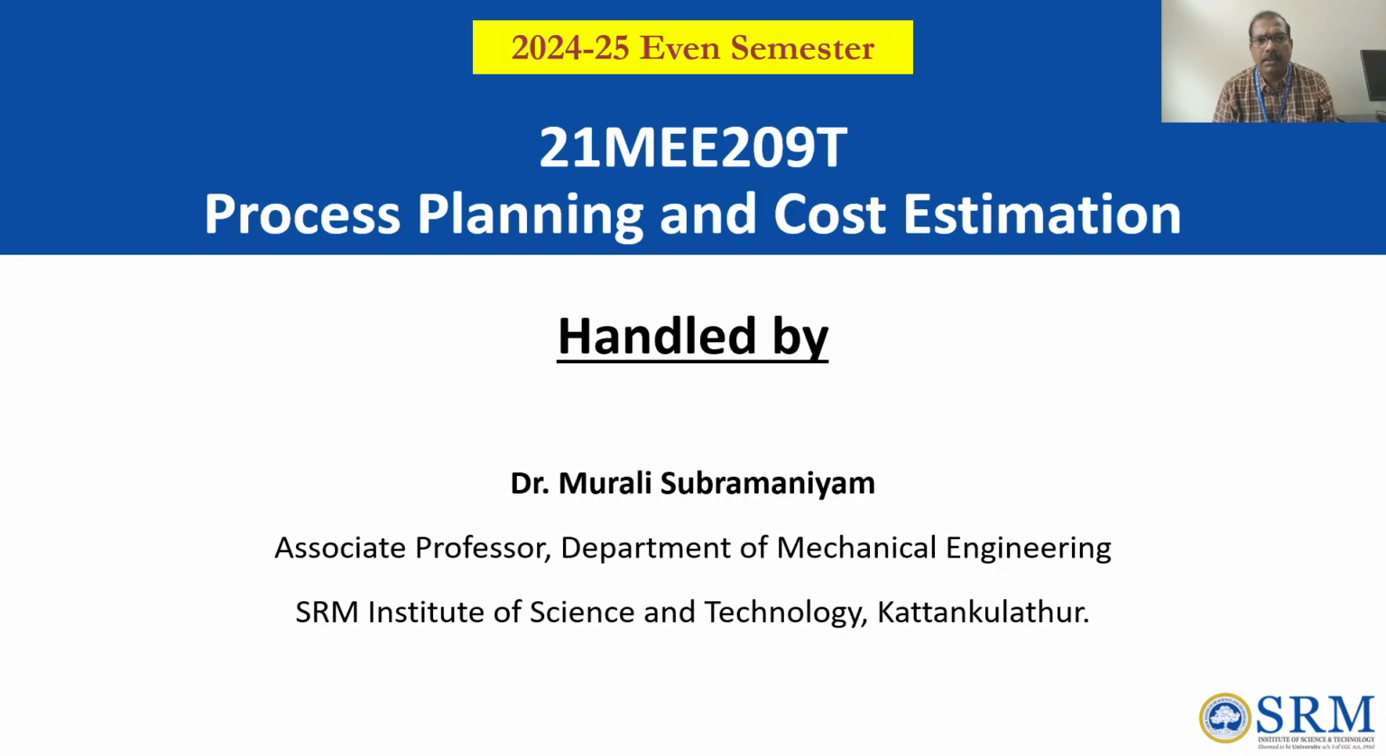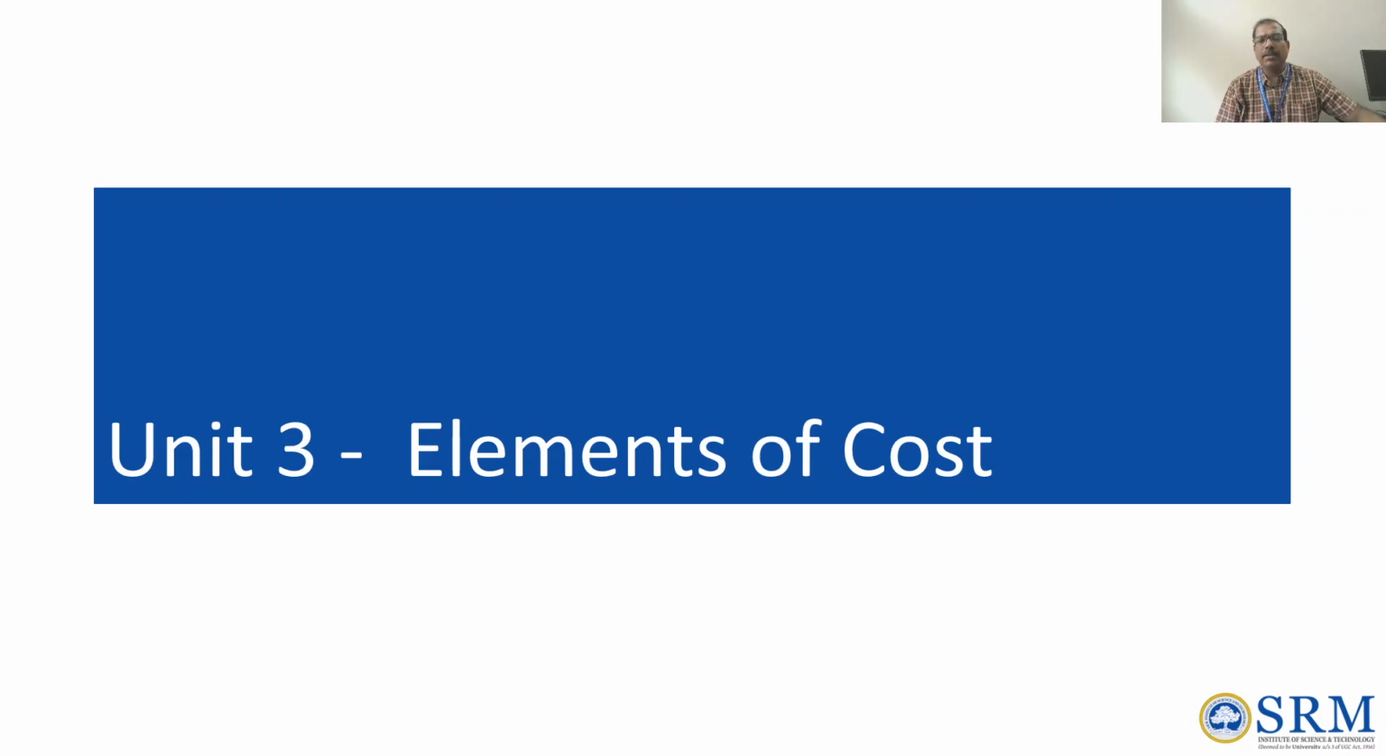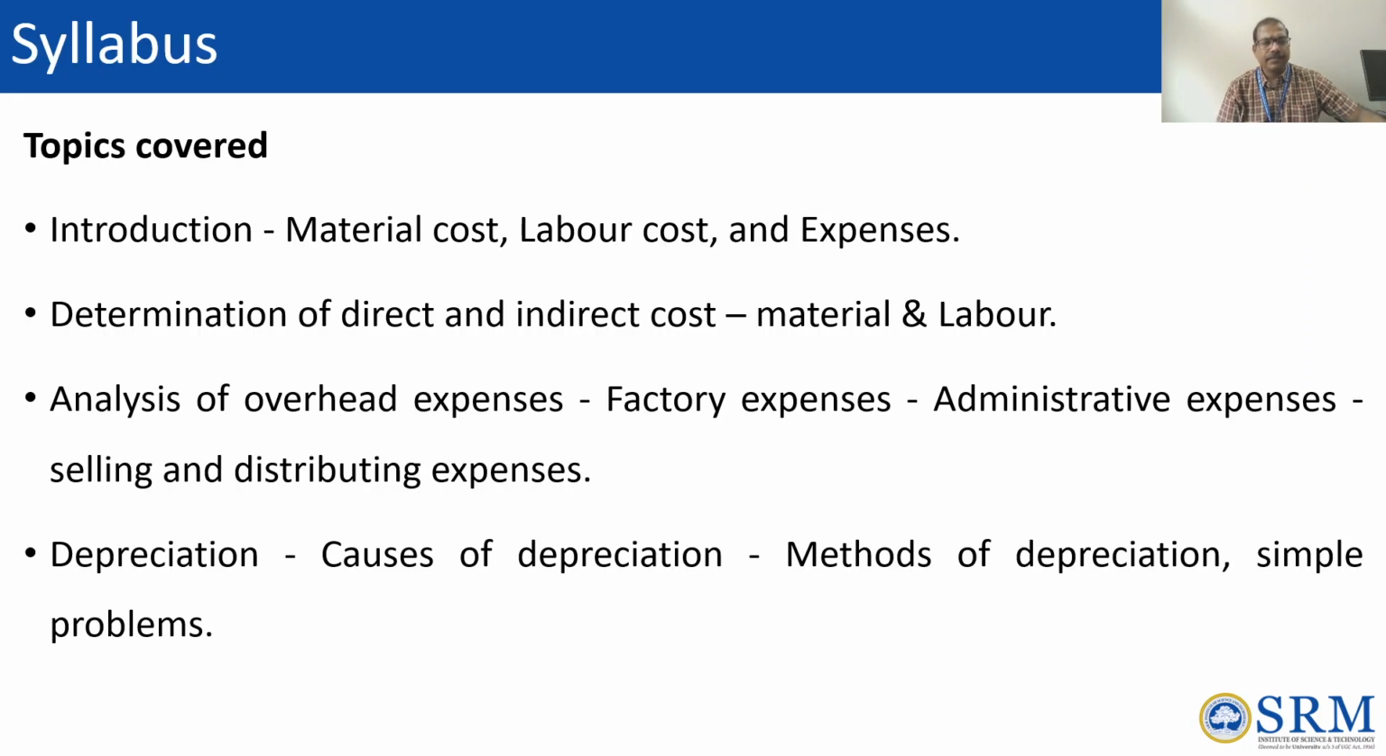So we are in the process planning and cost estimation course. We have covered units 1 and 2 so far. Now we are in unit number 3, that is elements of cost. What is going to be discussed in unit number 3?